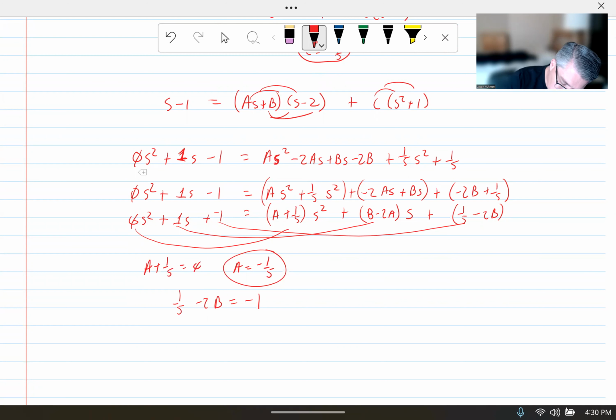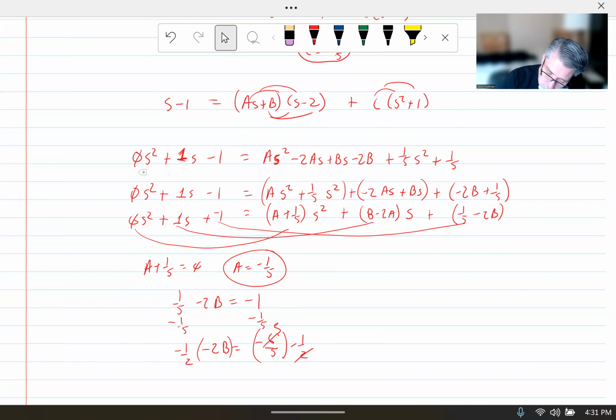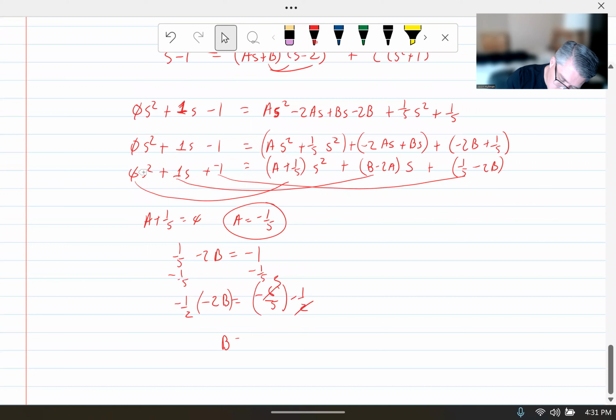So this is going to be minus 1/5 minus 1/5. That's going to be negative 6/5. Okay, so I've got negative 2b is equal to negative 6/5. If I multiply by negative 1/2, that just becomes 3/5. So b is equal to 3/5. Okay, so a was equal to negative 1/5, b was equal to 3/5, and c was equal to positive 1/5.